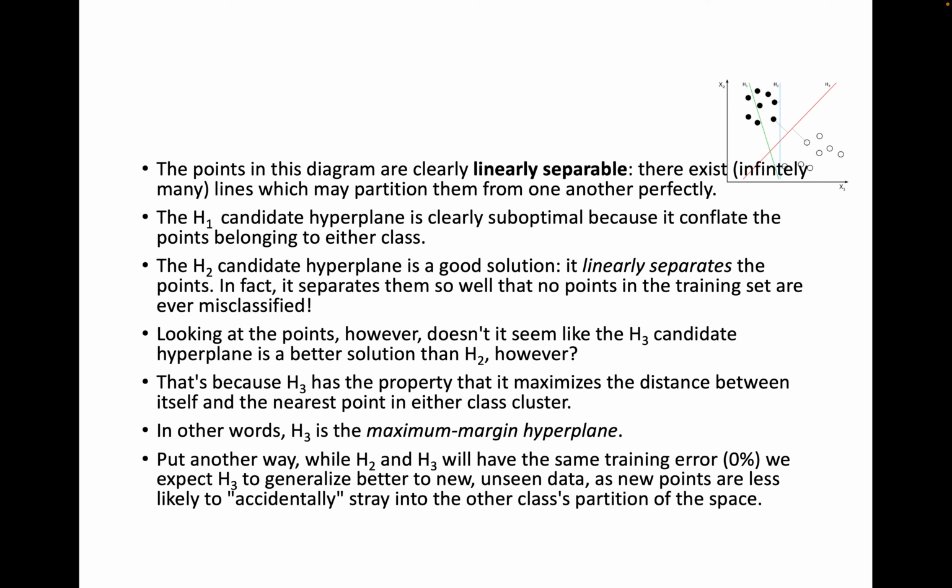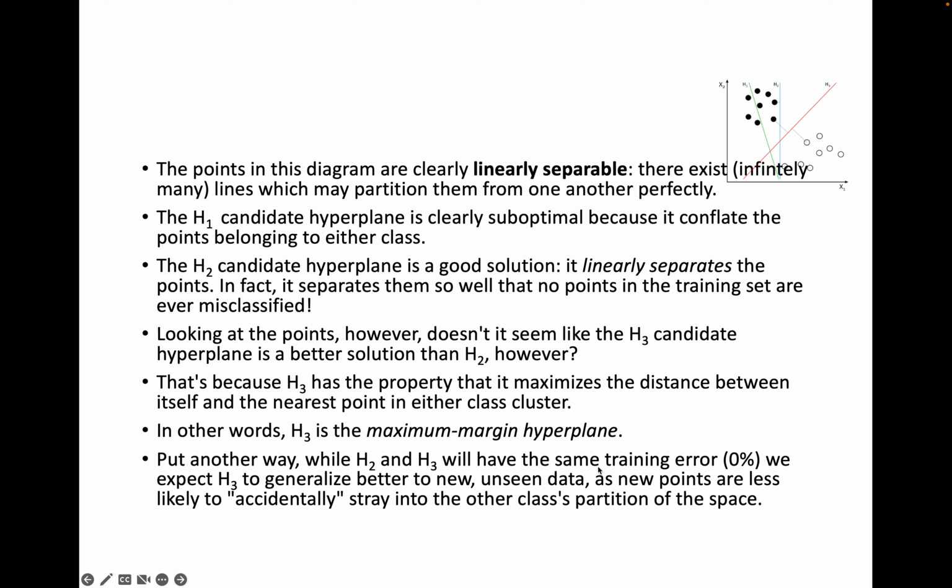Put another way, while H2 and H3 will have the same training error, 0%, we expect H3 to generalize better. That is, over the testing data also it will work, not only on the training data. You saw SVM has 1.1% testing error, error on the testing set. On training it is very difficult to get error. If your algorithm is wrong even on the training data, the model is so poorly trained, because training data is literally what you train the algorithm with. If the error comes there, it is a bit strange.